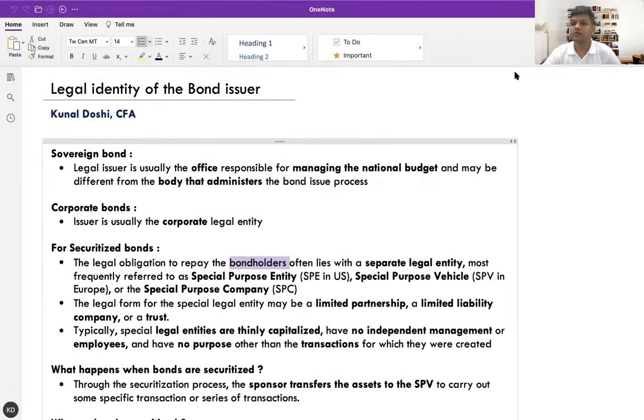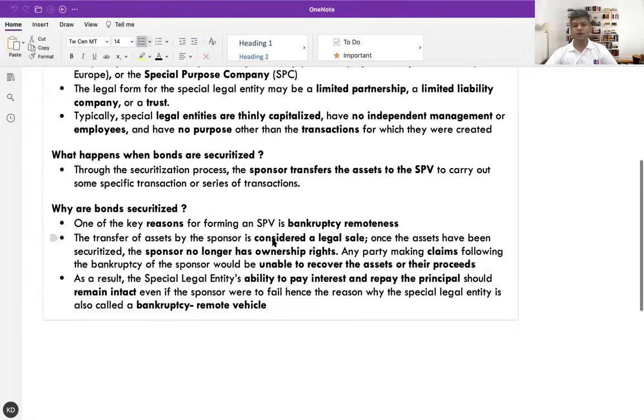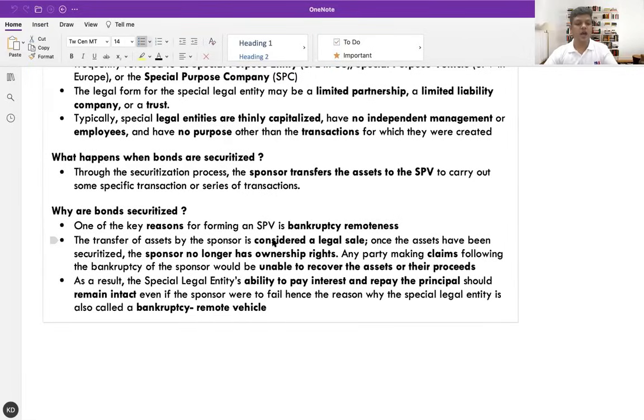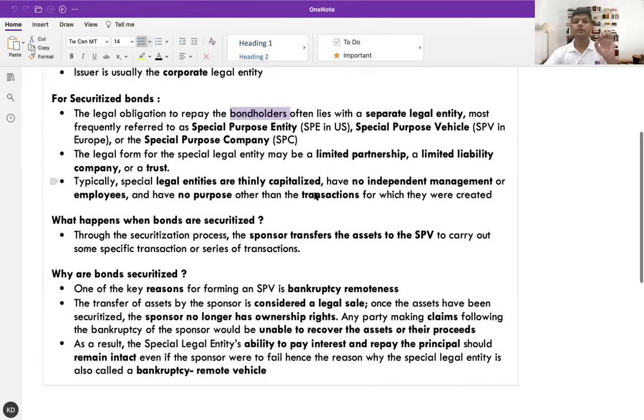Yes. Okay. I feel at times that I'm alone in the session, so I have that habit of keeping on asking. Okay, so do remember here in securitized bond, the legal entity is the SPV.